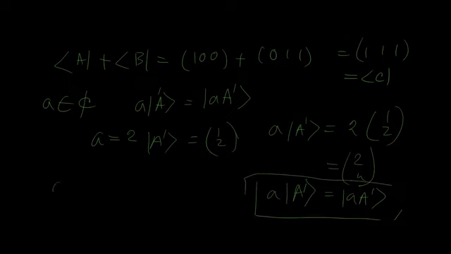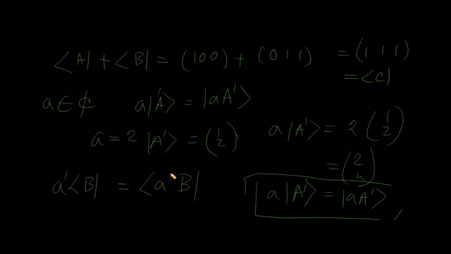Similarly, we can write A prime times, let's say, bra vector B equals A prime B. But here you have to be careful about which one is the scalar and which one is the vector itself, that is, which symbol or which alphabet you are using to represent the vector. Now we have seen addition and scalar multiplication.